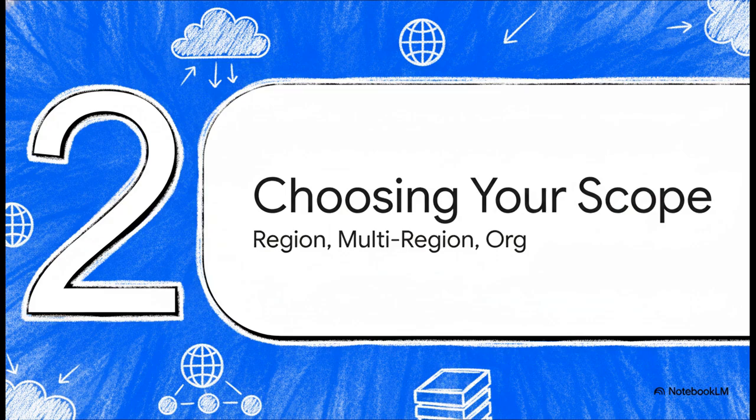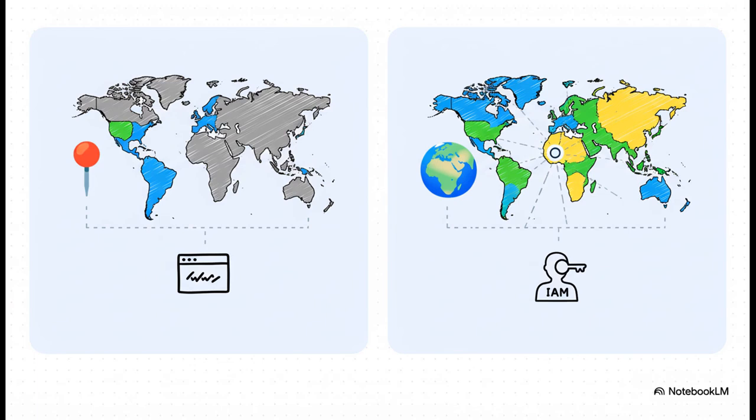Okay, so once you're on board with creating a trail, the very first decision you have to make is about its scope. Are you just watching one specific region, or do you need the full picture of everything, everywhere? So you've basically got two main choices. A single region trail, which, as the name implies, limits your visibility to just one location. And it's worth noting, you can only create these using the command line.